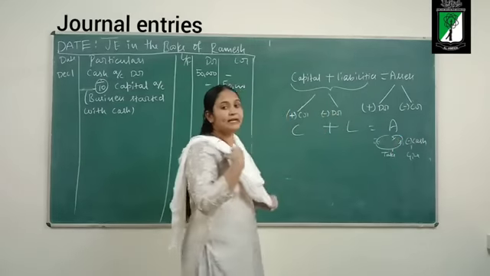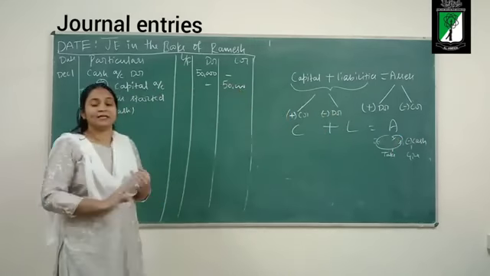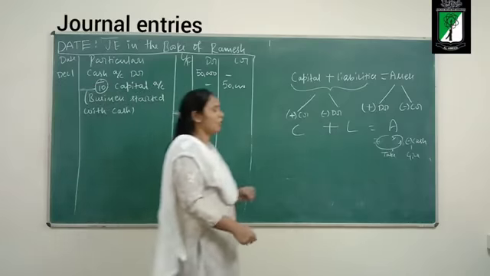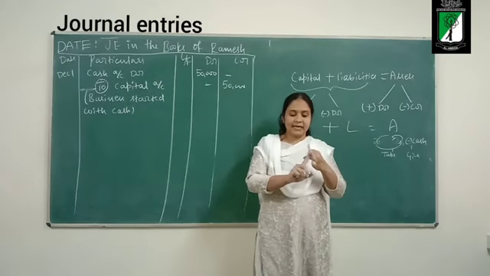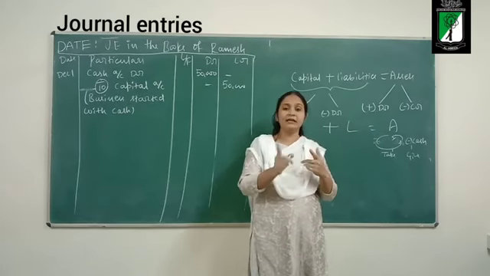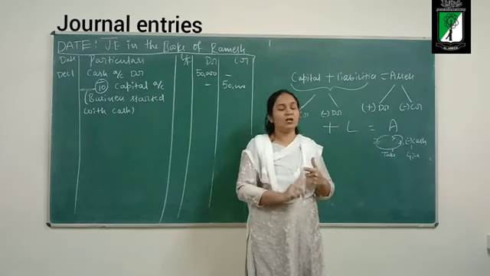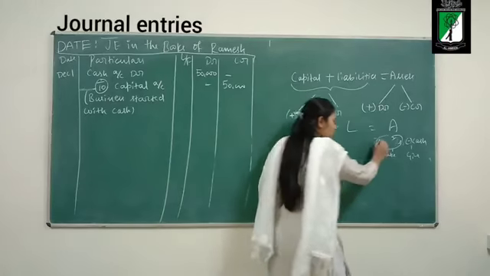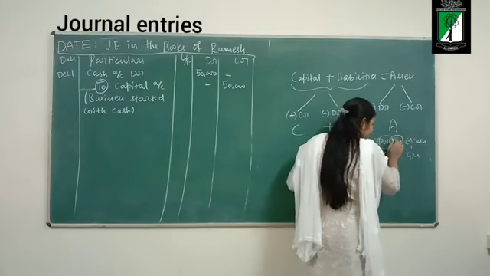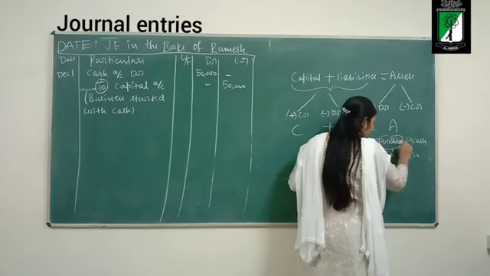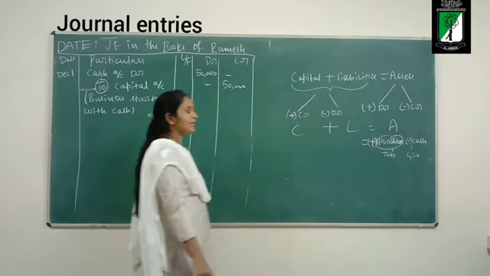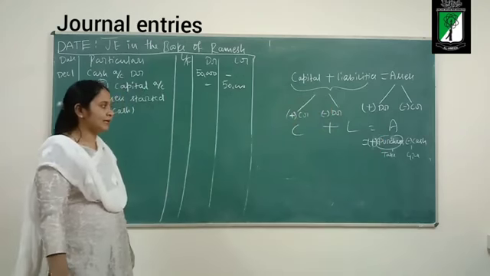Goods are categorized as purchases, sales, purchase return and sales return. So, here what is happening to the goods? You are purchasing goods. So, what will I write here? Purchases. So, what is happening to my purchases? It has increased.